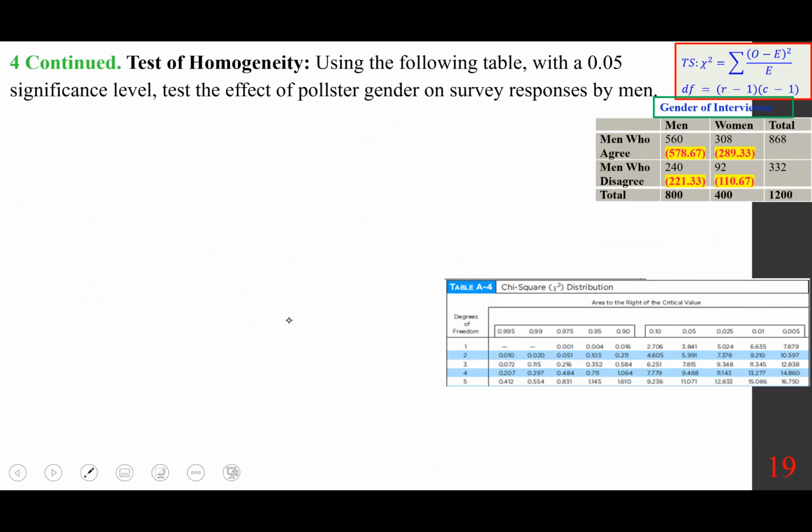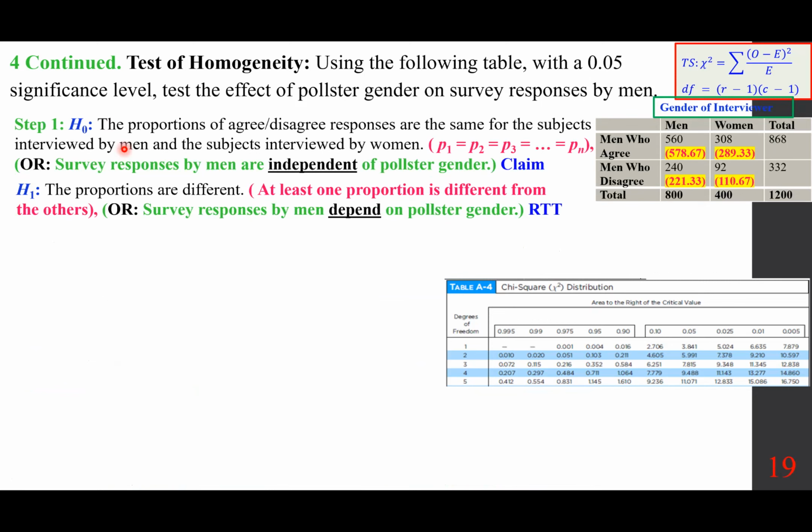So let's repeat the table here and actually write the steps. Step 1. H0: the proportion of agree-disagree responses are the same for the subjects interviewed by men and subjects interviewed by women. In other words, P1, P2, P3, all the way to P sub n. In this case, there are 4 of them, so you can stop at P sub 4, but just in general, they're the same.